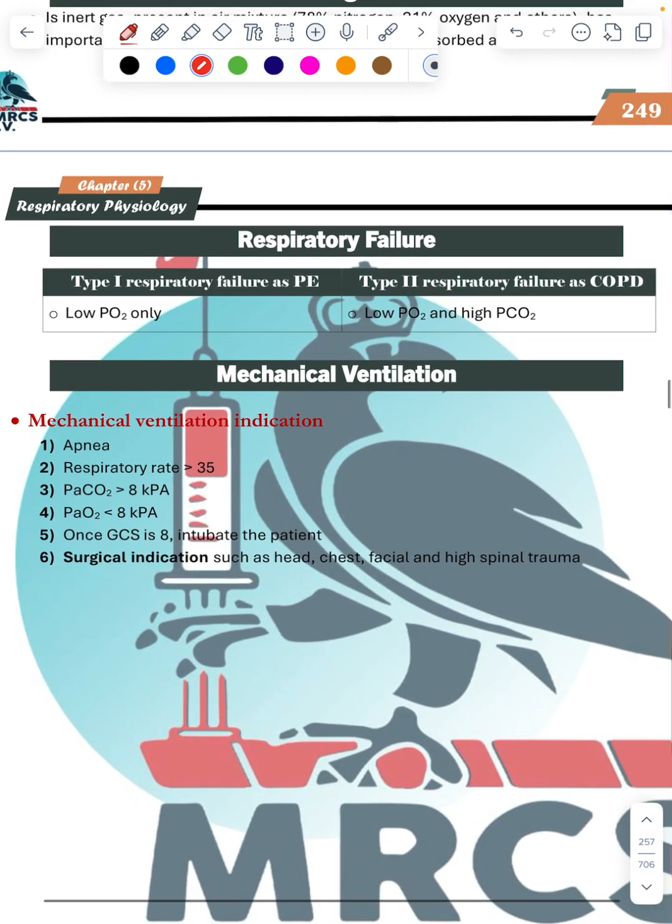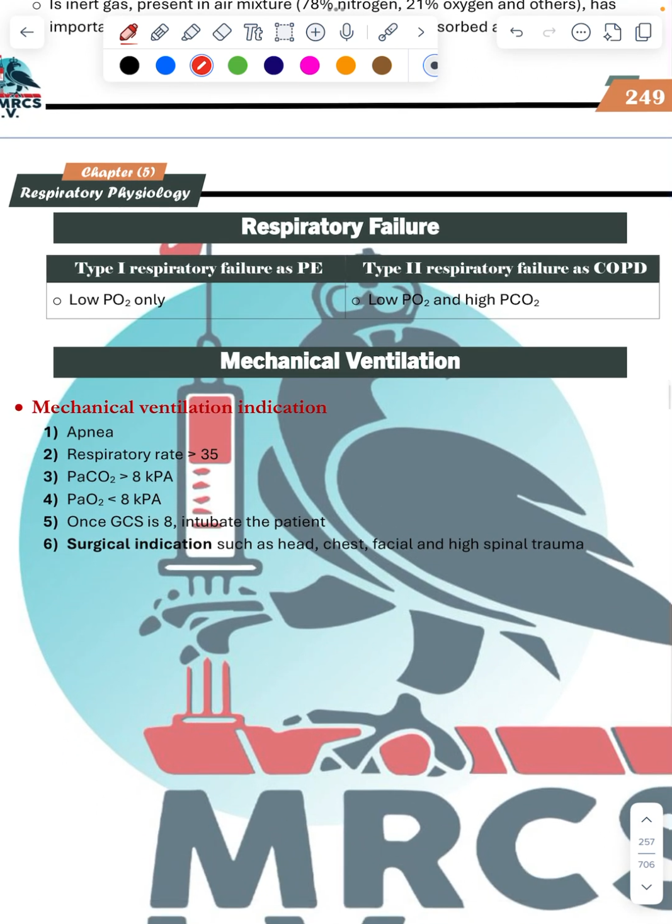So what are respiratory failures? There are 2 types of respiratory failure, type 1 and type 2. Type 1 failure, as in pulmonary embolism, has low partial pressure of oxygen only. Type 2 respiratory failure, as in COPD, has low partial pressure of oxygen, hypoxemia, and carbon dioxide is also high.